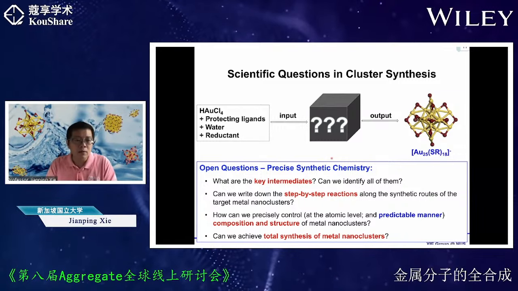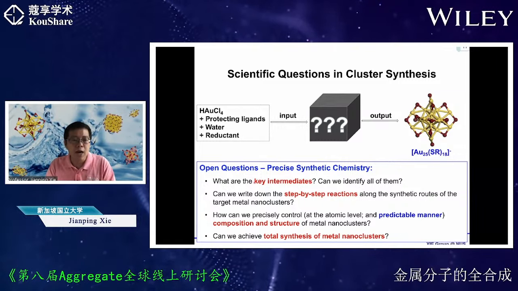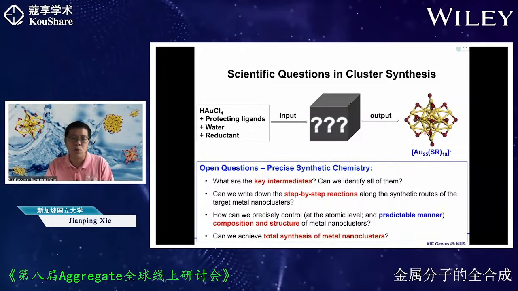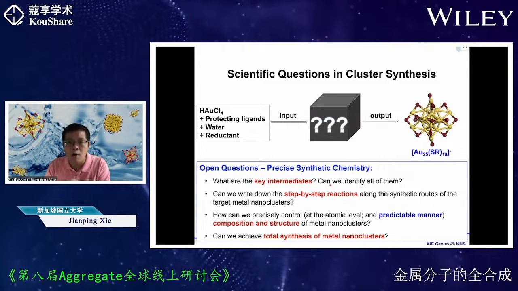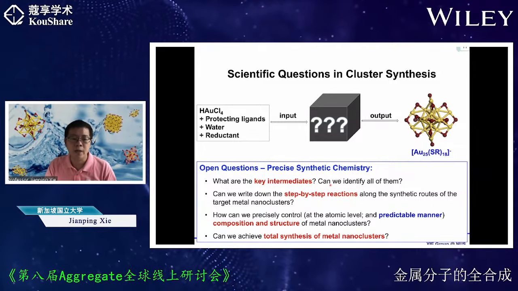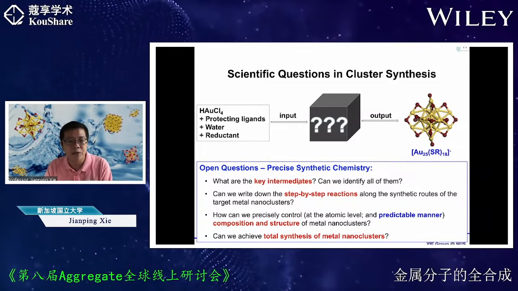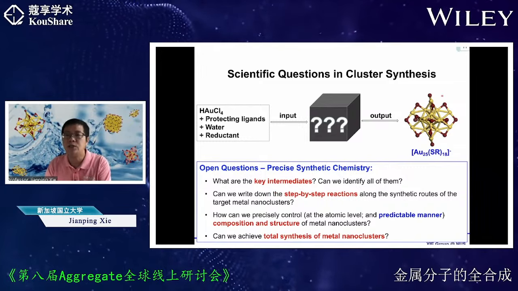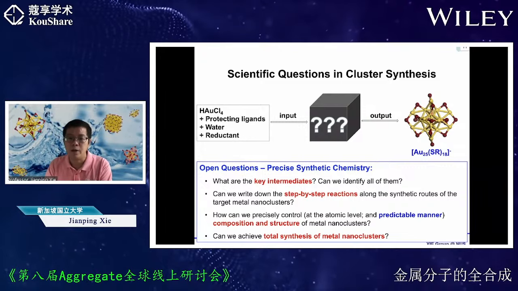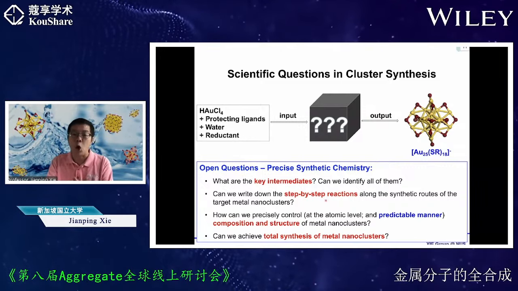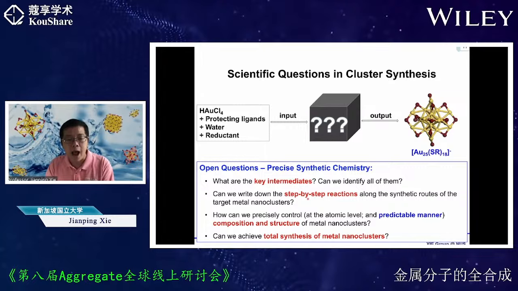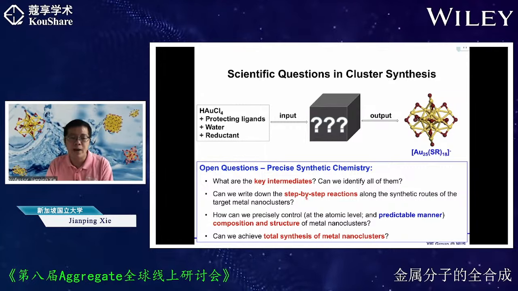One key question is, what are the key intermediates towards the formation of these final products? Can we identify all of these key intermediates? If we can identify the key intermediates, can we write down the step-by-step reactions along the synthesis of these particular final products? This is similar to the total synthesis of organic molecules. If we understand the key intermediates, we can write down the step-by-step reactions.